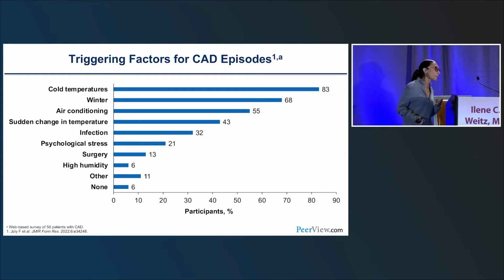Infections, which increase your complement activation, surgery, etc. When I was a fellow, we had a patient who died in the OR who had cold agglutinin disease because they didn't read our note and they didn't warm up the operating room. And the operating rooms are kept very cold. So that's a really important thing to remember if your patient's going to have surgery.